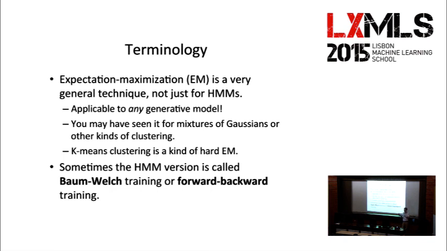You can write that as a generative model, and you can derive the k-means algorithm as essentially hard EM for that model. And again, the terminology, the HMM variant of this is sometimes called Baum-Welch or just forward-backward training. Not to be confused with the forward-backward algorithm, but it's called that because it uses the forward-backward algorithm.